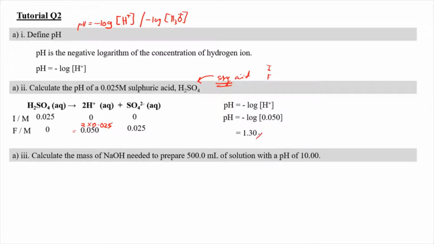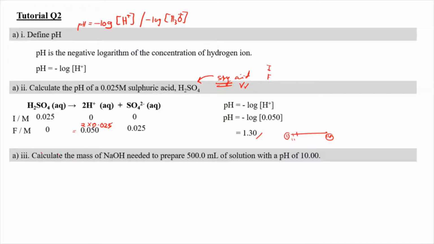So we know that the pH is 1.30, because we know that our pH scale starts from 1 to a value of 14, so it has a value of 1.30, which is a very, very strong acid. And this is consistent with the value of the H2SO4.